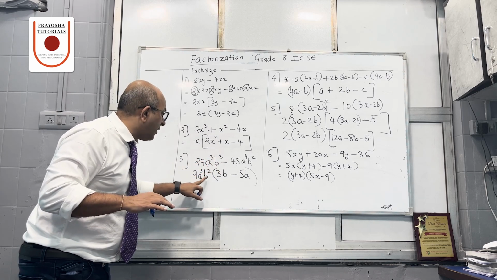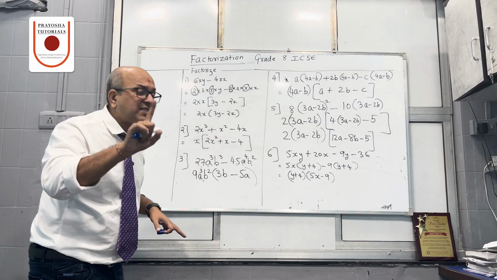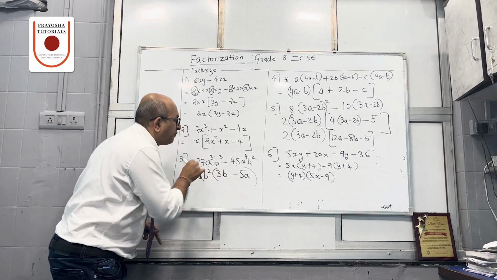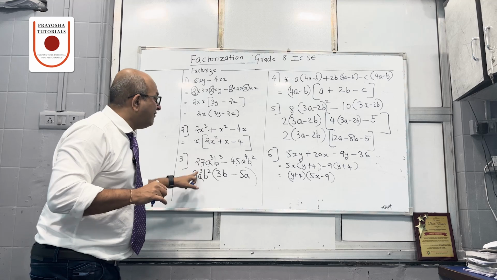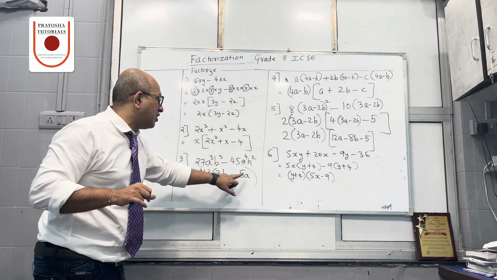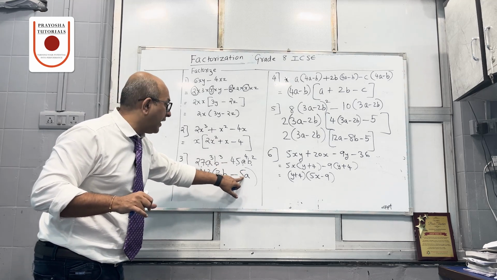So b square came out common. So what is left? 1b is still left. So that 1b comes here. Minus 9 fives are 45, so 5 is inside the bracket.